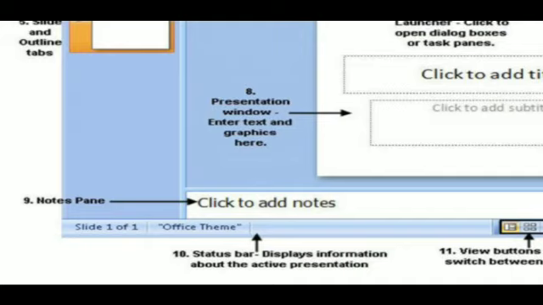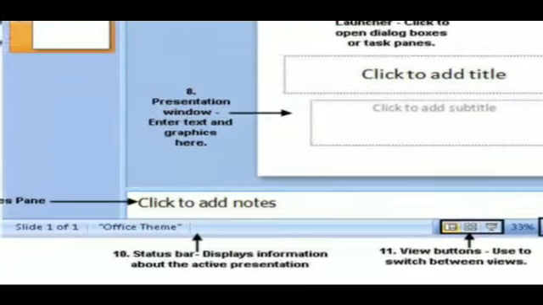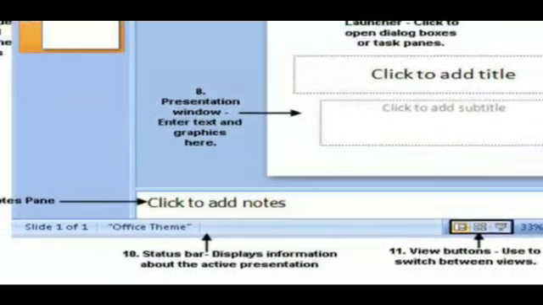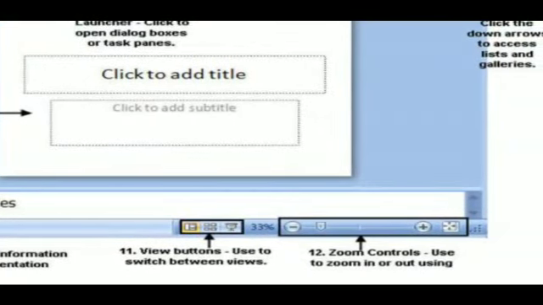If you want to add, you can add the notes pane. Then next you have the status bar here, which displays information about the active presentation. You are getting all the information about the active presentation here. Then the 11th one, view buttons, used to switch between views.